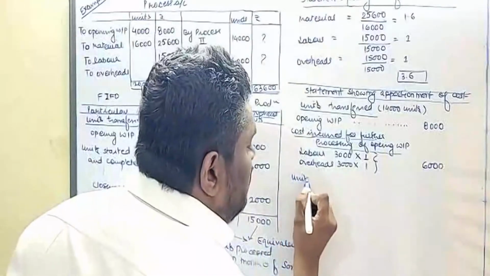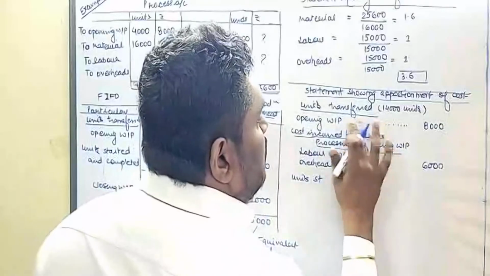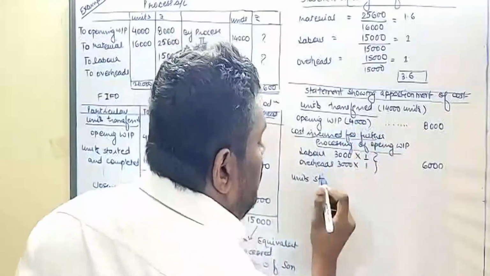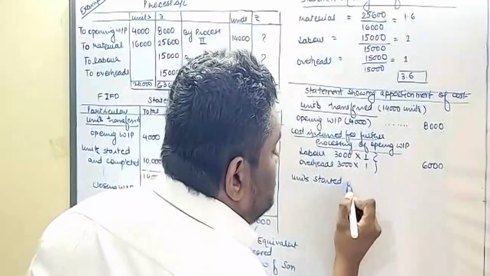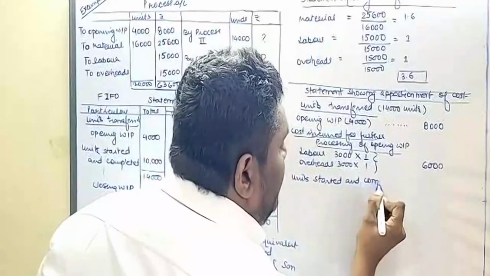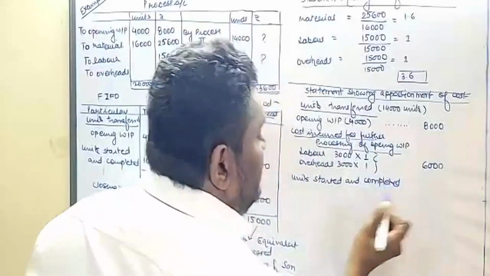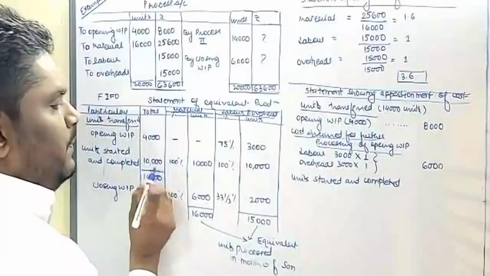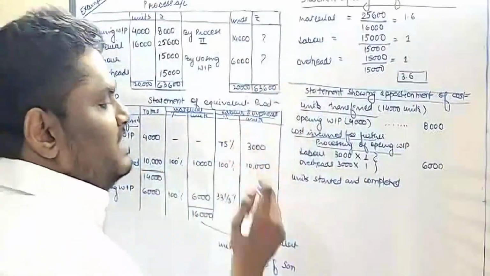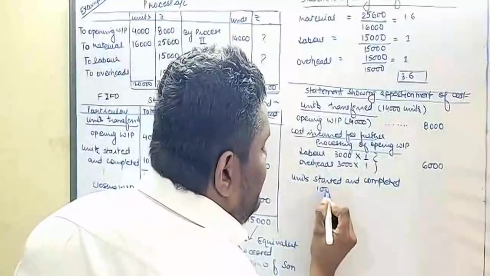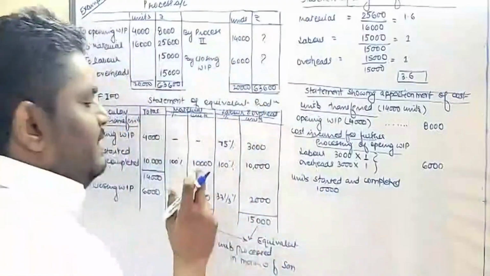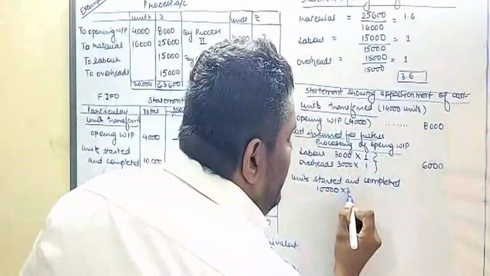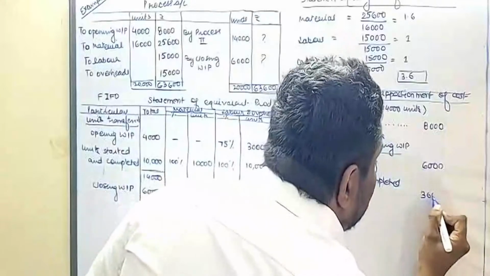Now let's talk about the units that have started and completed. Very simple, guys. Total 10,000 units were introduced in the process and they were completed and transferred to the next process. So 10,000 units, since they were 100% processed during this month only, the total cost is 3.6. So this will be 36,000.